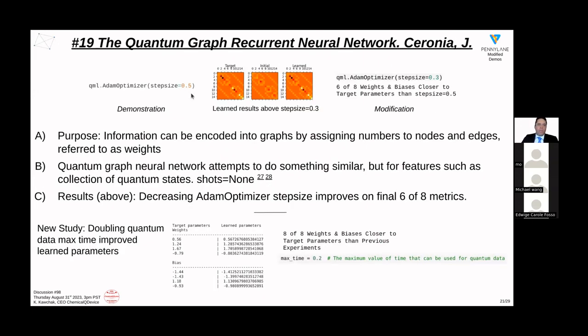In this specific one, initially I set the step size at 0.3, and it turns out that this was not the dominant factor in producing the best learned weights versus target weights. For those of you who don't know, quantum data, if we could have quantum data for simulators, devices, these types of things, is preferred, because then you don't have to embed at all.